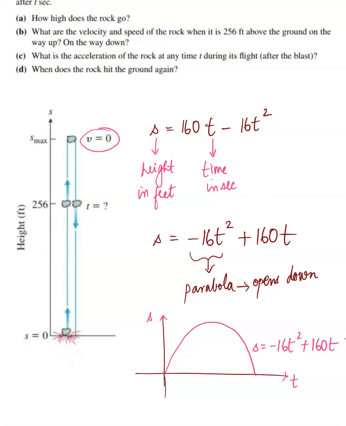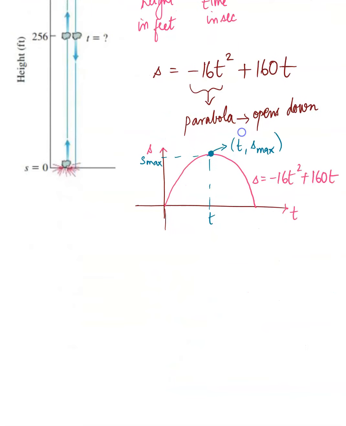Because it opens downwards, we do know that the vertex, the highest point of the graph, would be that. And that point corresponds to S max, because the vertex is going to be t comma S max. For some time t, it's going to hit a maximum height. So that is what we need to figure out when it says how high does the rock go. We know that our focus is on finding that S max. Okay.